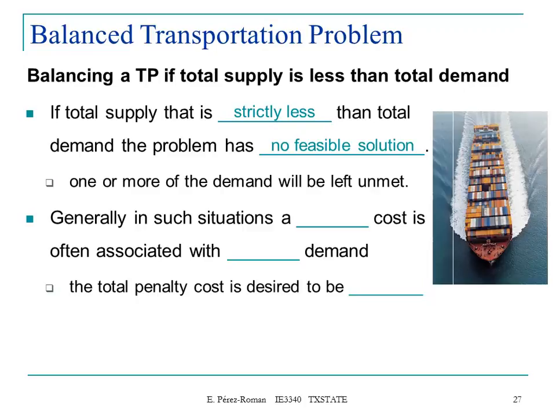So generally, in such situations, a penalty cost is often associated with the unmet demand. So you're going to have this cost. Basically, your client is going to charge you if you're not able to satisfy the demand that you promised. And the total penalty cost is designed to be minimum. So you want to satisfy the demand of those customers that will charge you less for this penalty cost. Okay, so that's the case in which you have a penalty for not satisfying the demand requested.